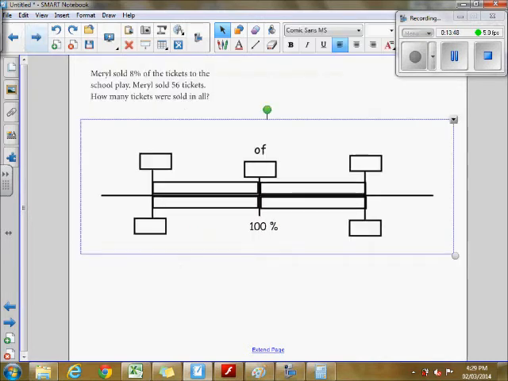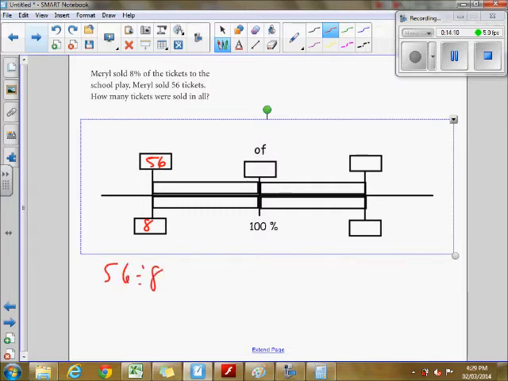Let's try a new question. Merrill sold 8% of the tickets to the play. Merrill sold 56 tickets. How many tickets were sold in all? Well, if she sold 8%, and that's 56. How many were sold in all? Well, with the clues that were given here, we can find what 1% is again. 56 divided by 8 equals 7. Okay, so that's 7 is equal to 1%. And we want to find out how many tickets were sold. So we times 7 times 100, because that's 100% is what we're trying to find. It will give us 700.